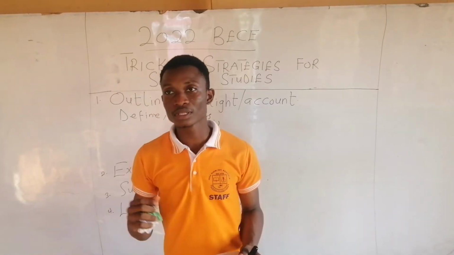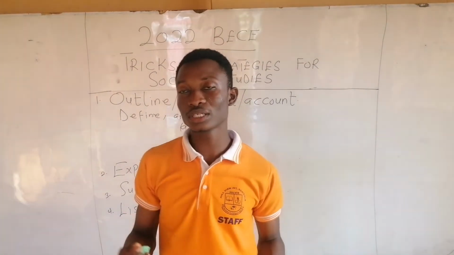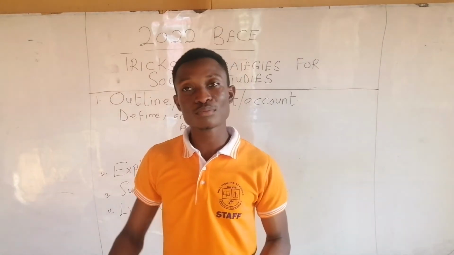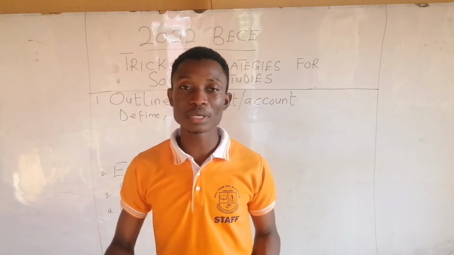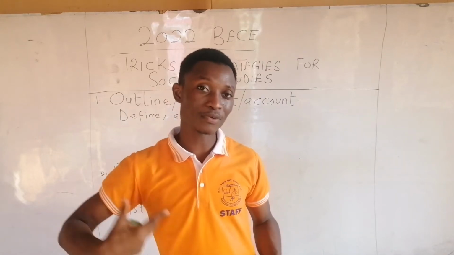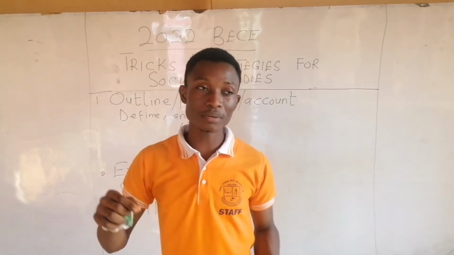Define. Let's see. What question should we take? Define productivity, 2 marks. Productivity simply means the output per worker. That is enough since 2 marks are given to you. But assuming the marks is 4, you should tell us productivity simply means output per worker.